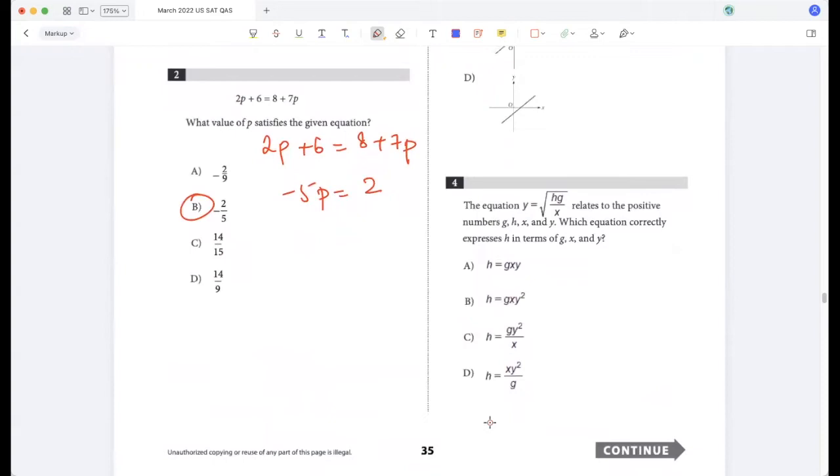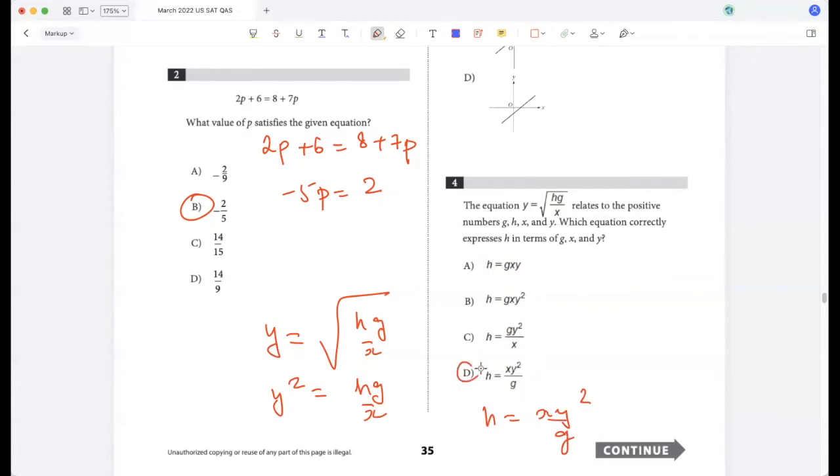The equation relates to the positive numbers. Which equation expresses h? So y is square root of hg by x. So y squared is hg by x. So h will be xy squared by g.